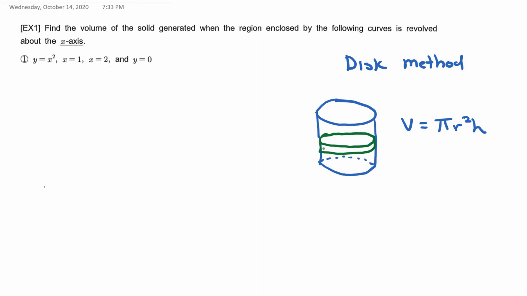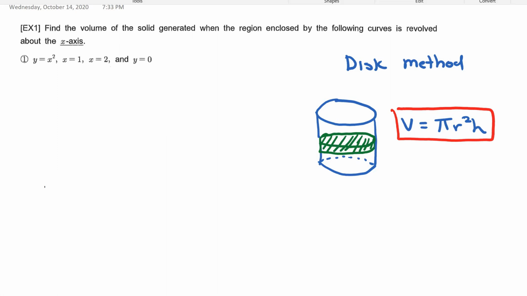Since it's small, we call this a disk. If we can find the volume of one of these disks, then we can find the volume of the entire shape by simply integrating from top to bottom or from left to right. So the disk method has to do with finding the volume of a cylinder, and then once we apply some integrals to that, we can find the volume of the entire shape.